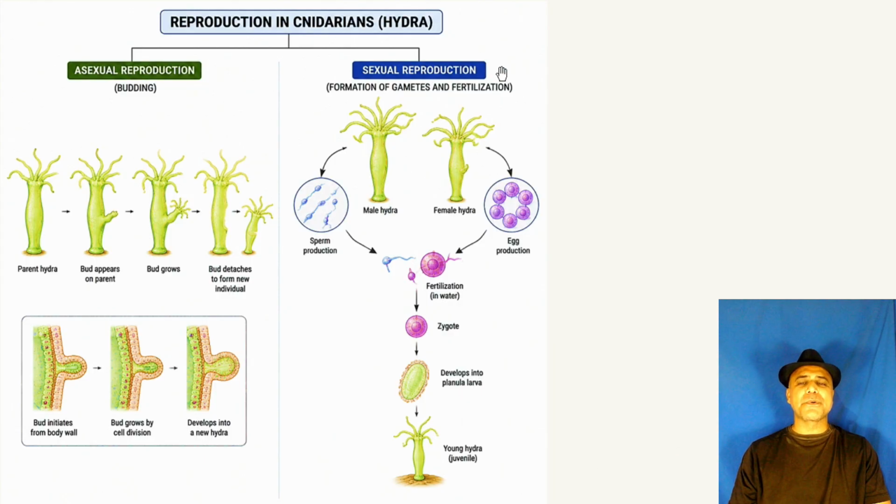And sexual reproduction, formation of gametes and fertilization. Male hydra produces sperms and female hydra produces eggs. These eggs and sperms combine. Fertilization occurs in water, and zygote develops into larva, and this larva eventually transforms into a young hydra.